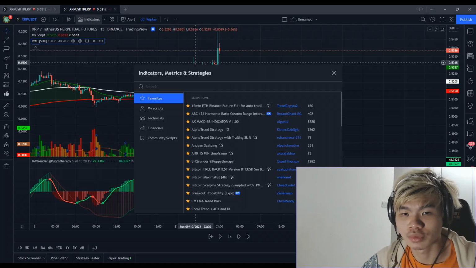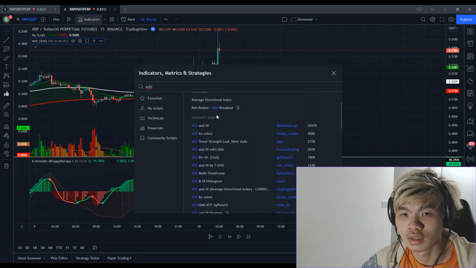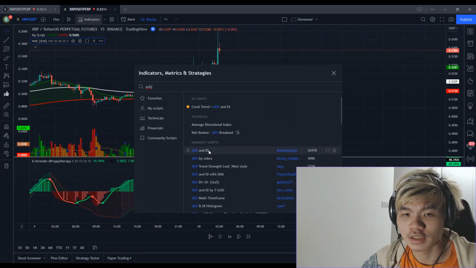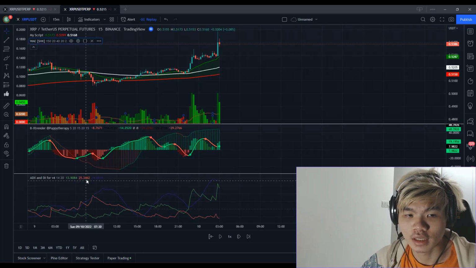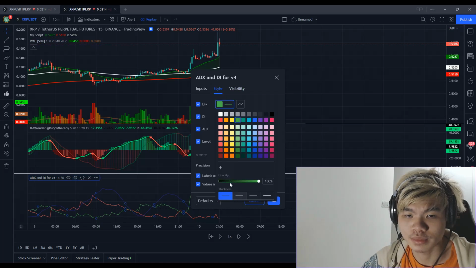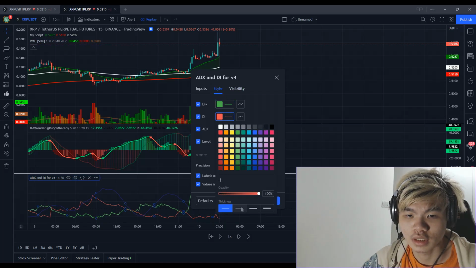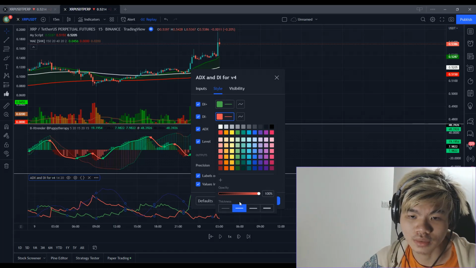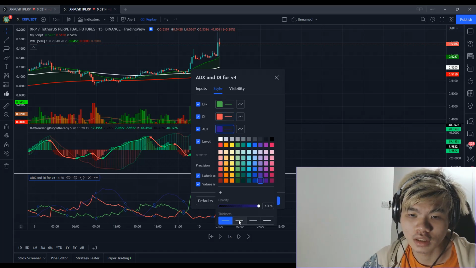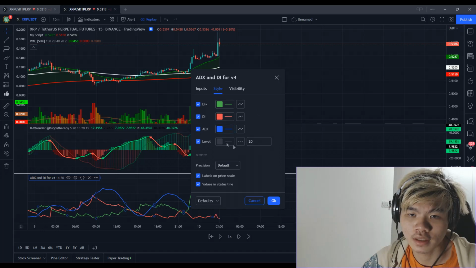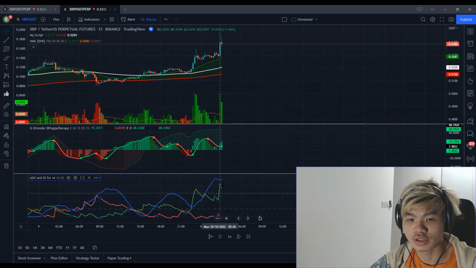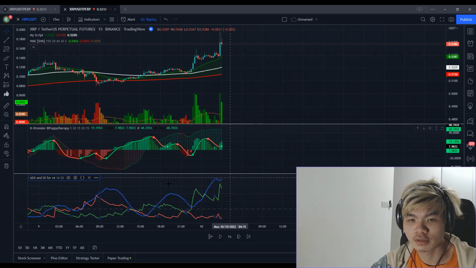And the last one would be my favorite. My favorite indicator would be the ADX and DI. Let's change some settings here to make it more visible. So to make it more visible, I would need to do a whole bunch of stuff. And yeah, so basically what we have here is a directional momentum. I would call this a momentum indicator.